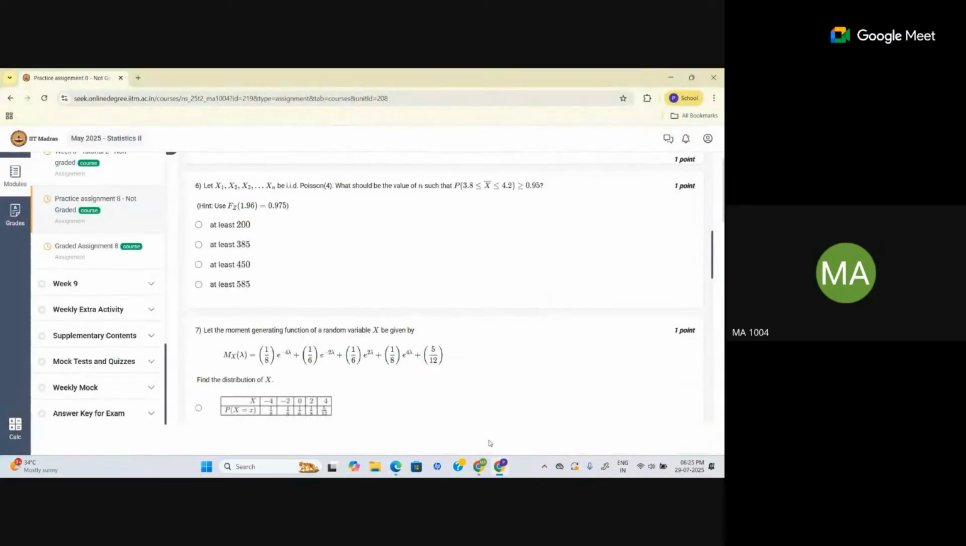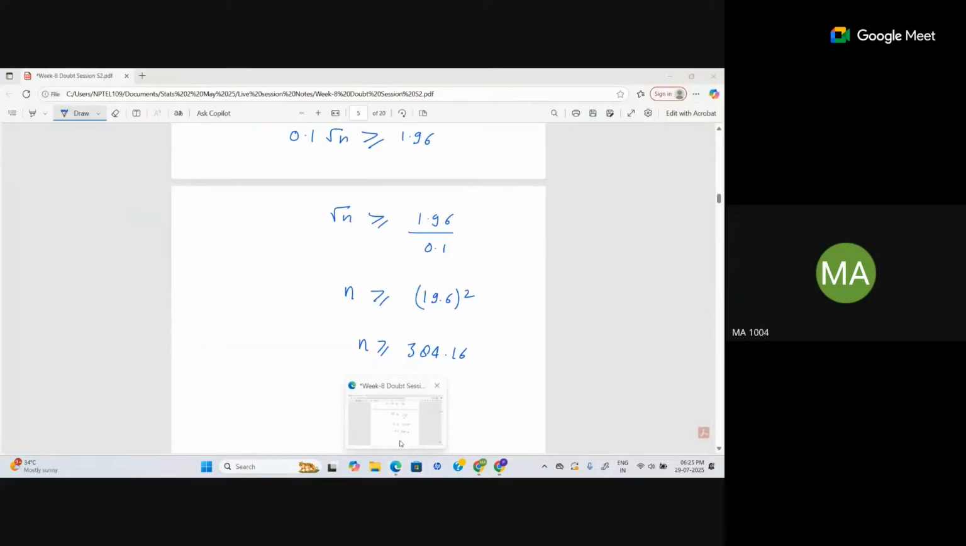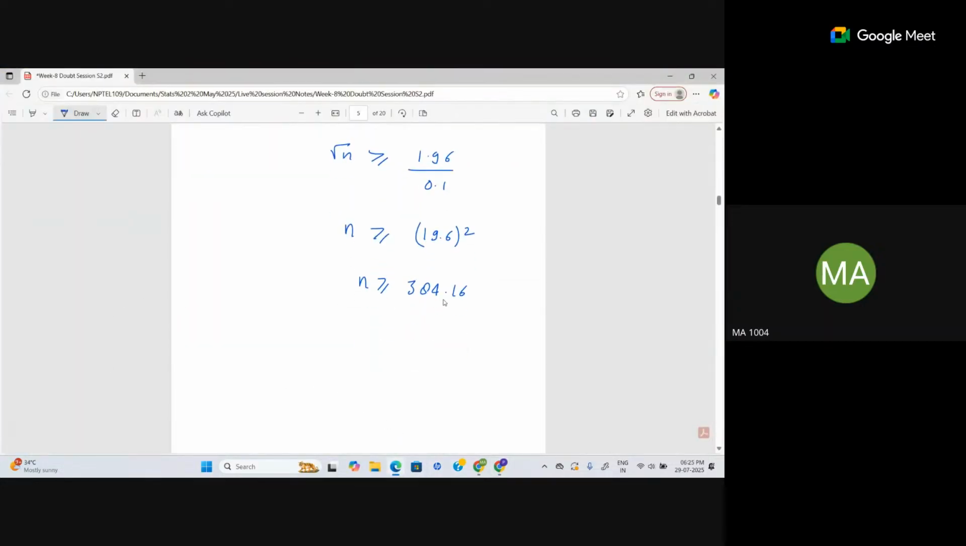384.16. Okay, so now you can see 385 will be satisfying this criteria, right? So n is greater than or equal to 384.16, which means n should be an integer value. So n should be at least 385, which means at least n should be equal to 385.